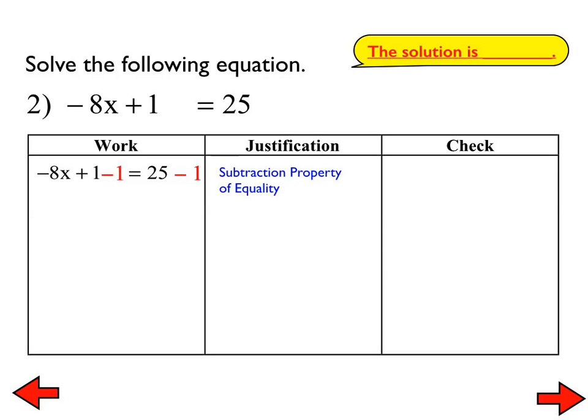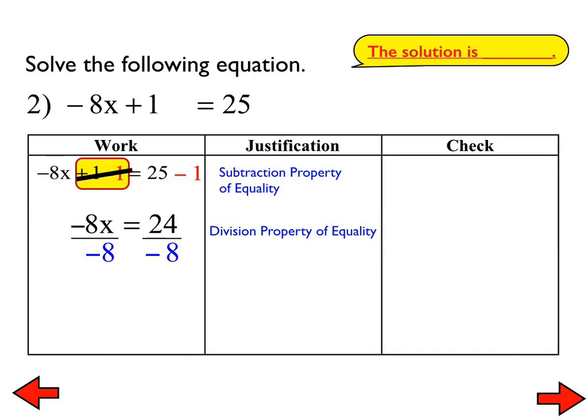You can go ahead and abbreviate like I've talked about. How are you going to abbreviate subtraction? Sub, exactly. So SUB., PROP., OF, and then EQ. From there, we've made our 0. So we have negative 8x equals 24. The inverse operation to multiplying is dividing, so we're going to divide both sides by negative 8. That is the division property of equality. You can abbreviate that. We solve our equation, and we get x equals negative 3.